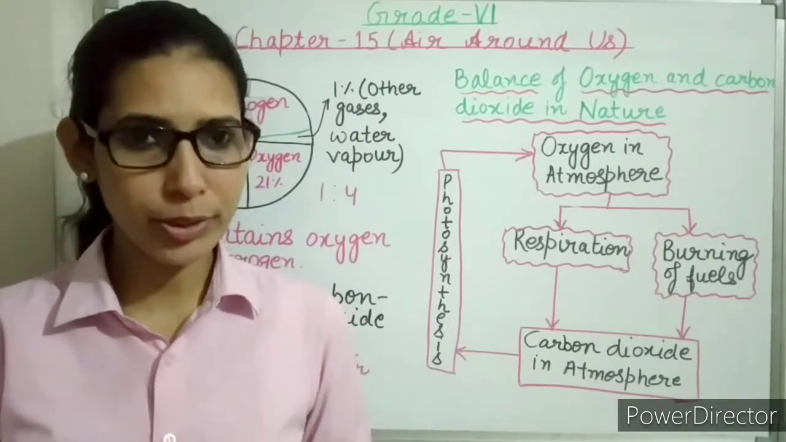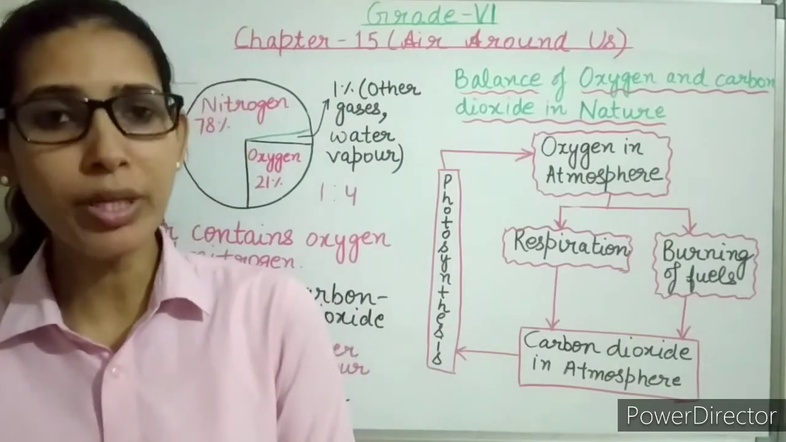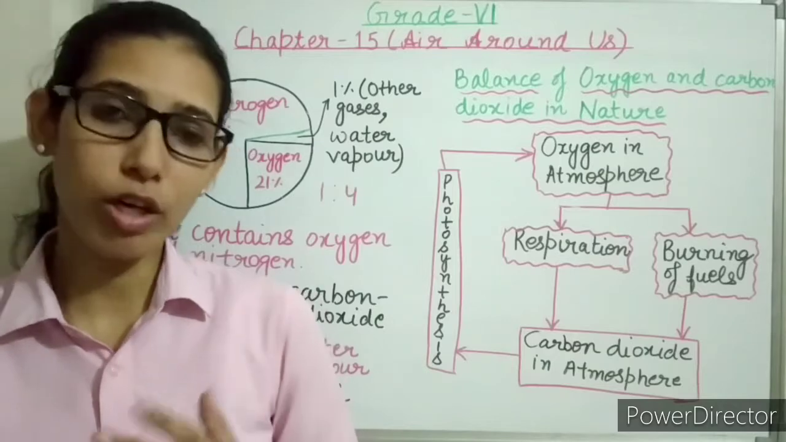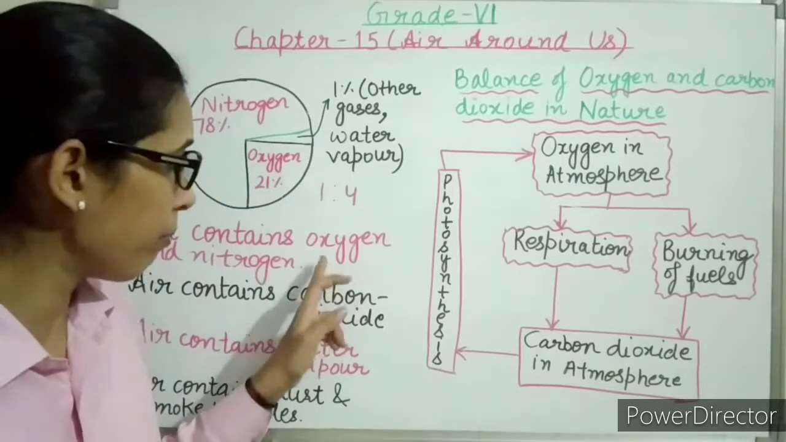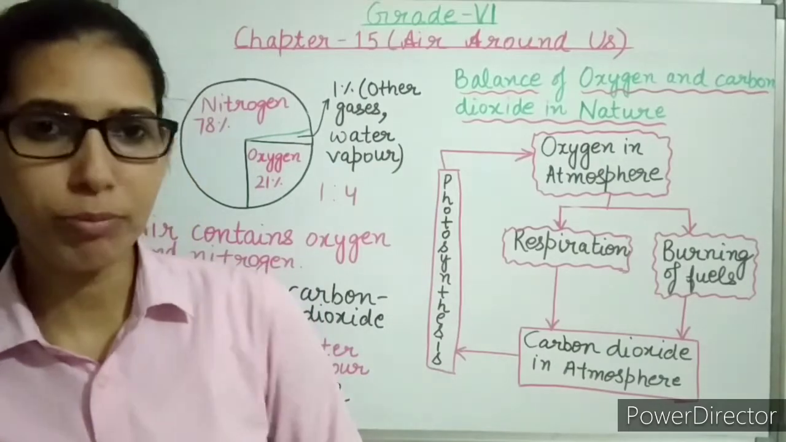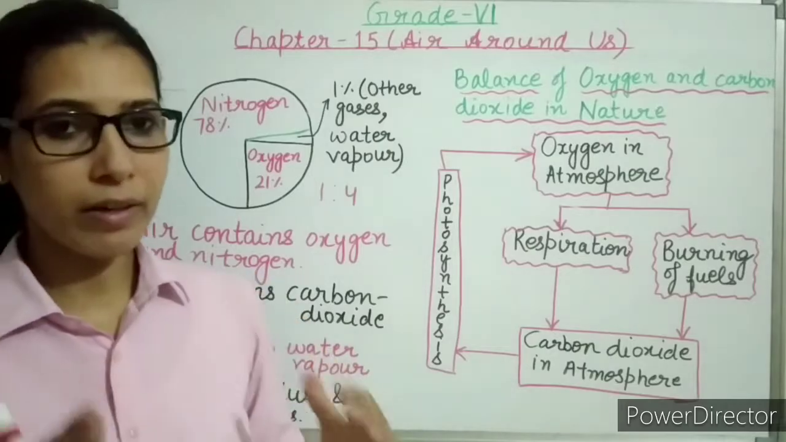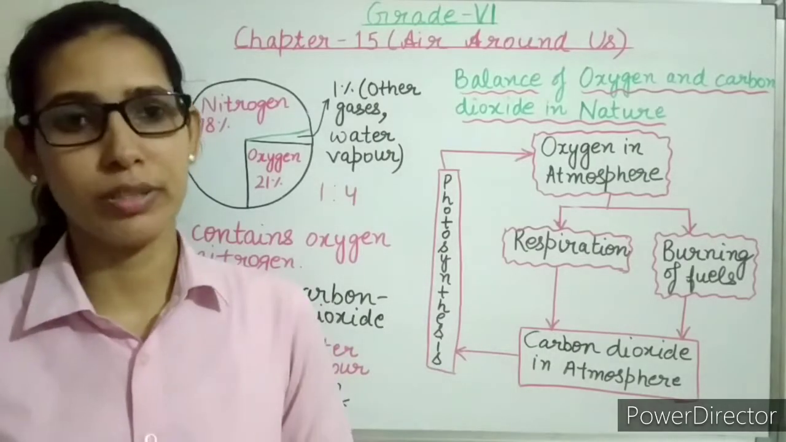This oxygen is utilized inside the body so as to obtain energy from the food that we eat through the process of respiration. So oxygen is very important for the respiration process, and due to respiration we get the energy from the food that we eat. And burning can only occur in the presence of oxygen.